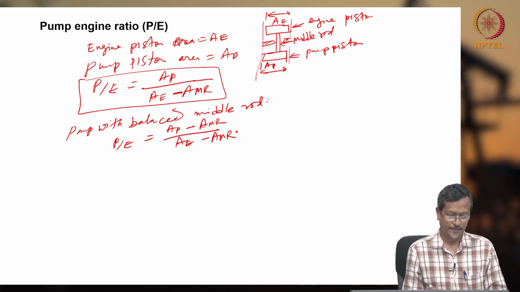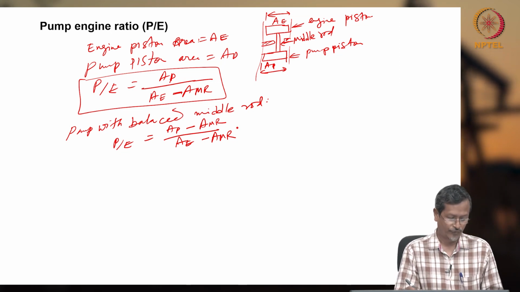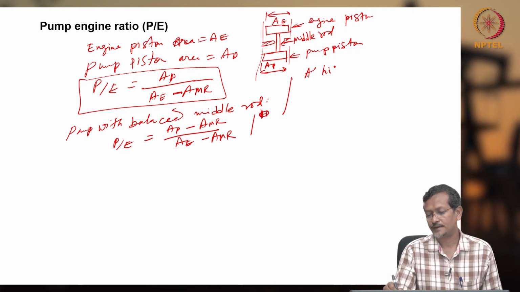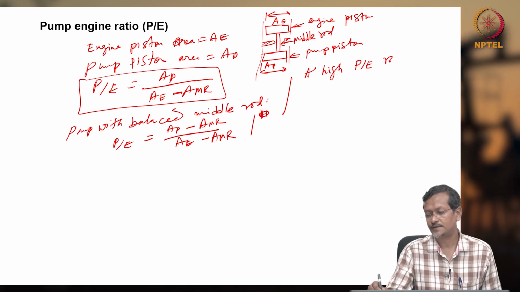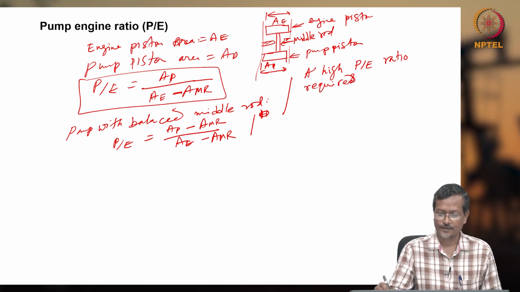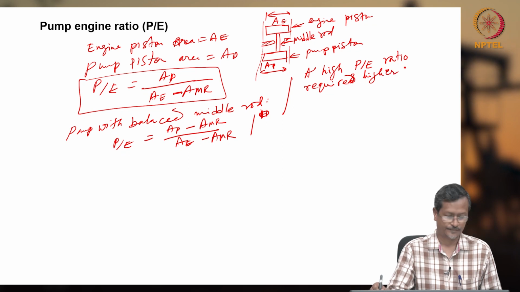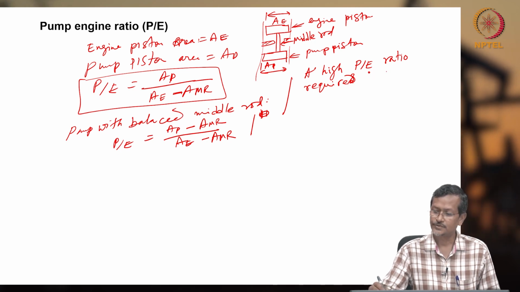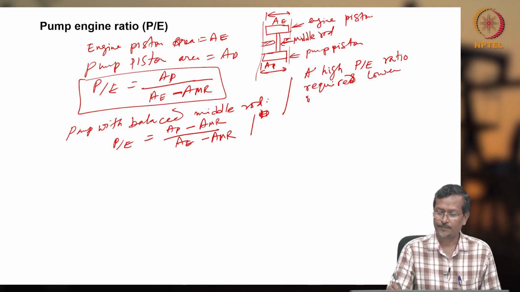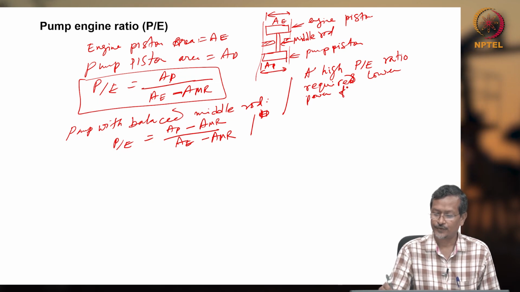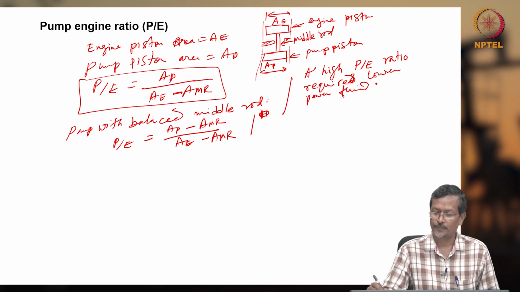Okay, a high P by E ratio requires lower power fluid volume.